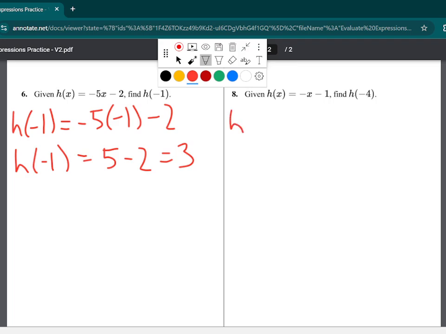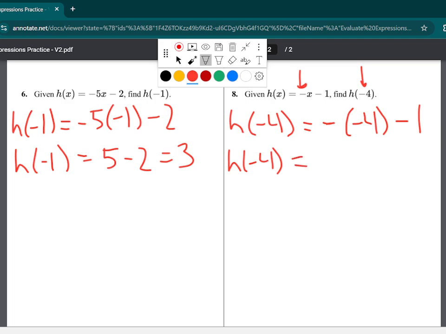And then similarly, h of x equals negative x minus 1, we're looking for h of negative 4. Now, like the one above it, there's already a negative in the original function, and there's a negative in what we're plugging in. So our parentheses are extra important here. So we have negative negative 4 is positive 4, minus 1. This one also gets us 3.